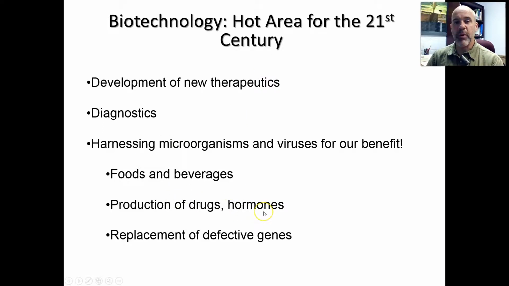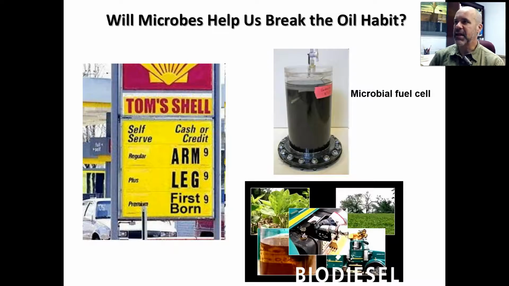Making drugs, hormones. If you know somebody who takes insulin because they're a diabetic, insulin is produced by Escherichia coli bacteria that have been genetically modified to make human insulin. So that's another area of biotechnology. Many things that we take on a daily basis are biotechnology products. And I just mentioned replacing defective genes. We can't do that all that well yet, but hopefully not too far down the road we'll have these technologies that allow that to take place.